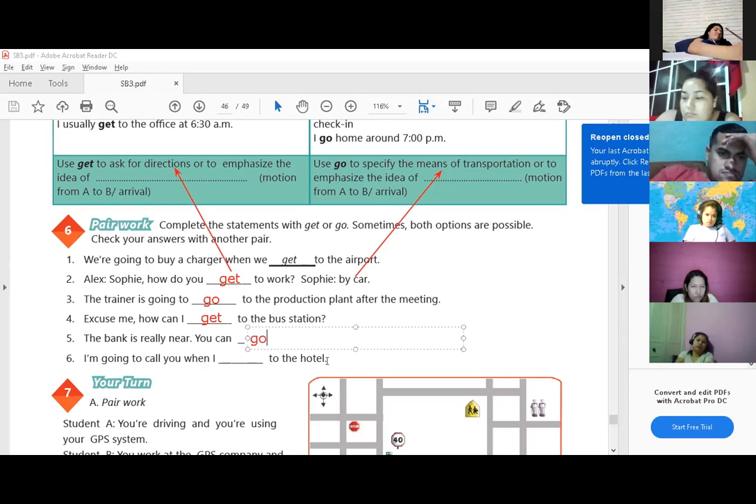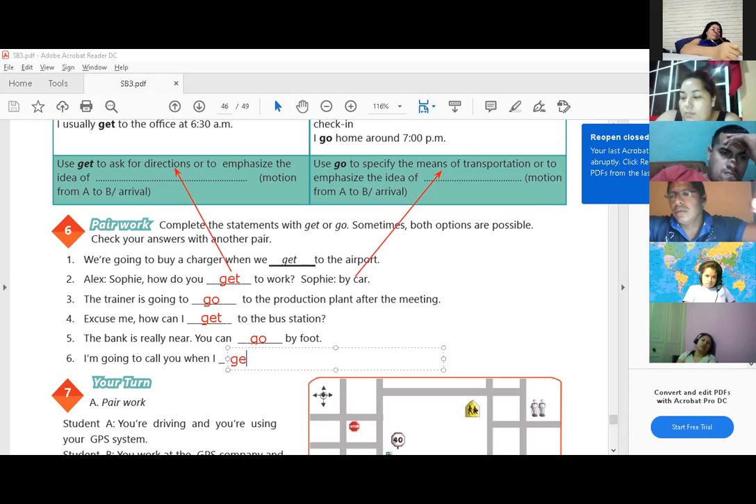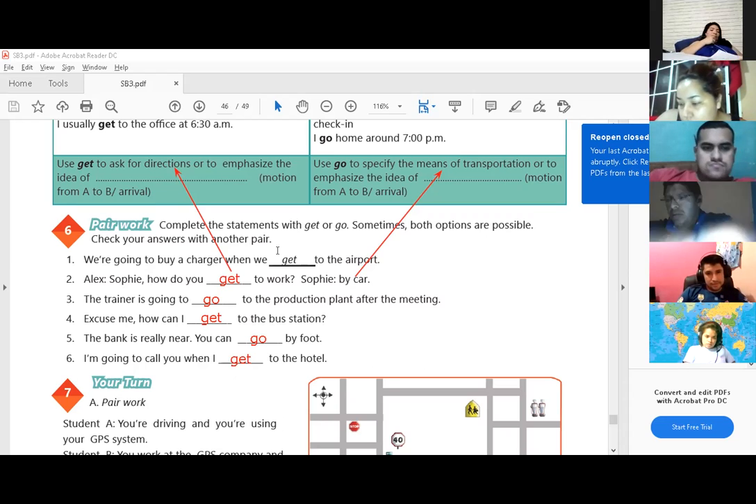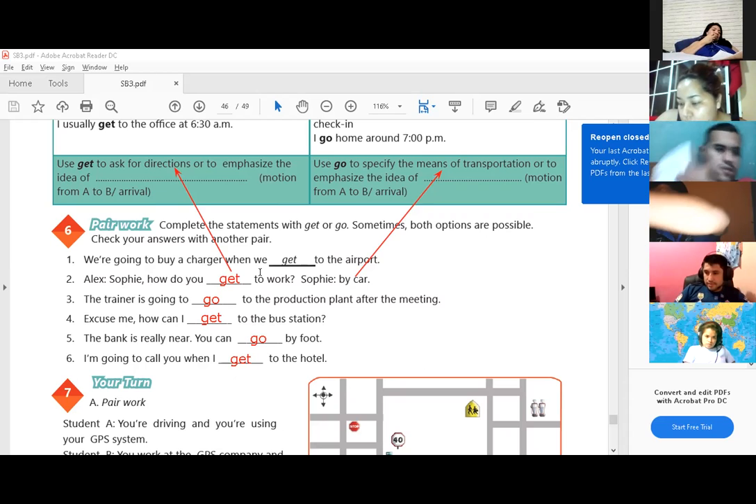You can go by foot. I'm going to call you when I get to the hotel. Get. Easy, right? Once you put it in practice, it's easier. Good. So let's go ahead and practice this, guys.